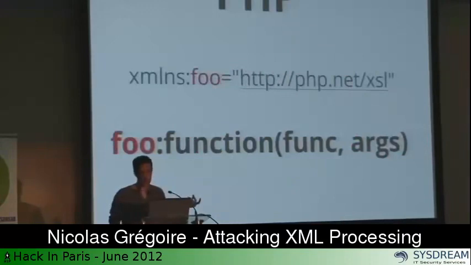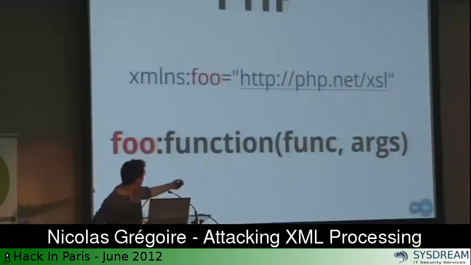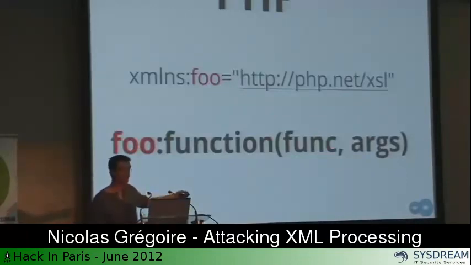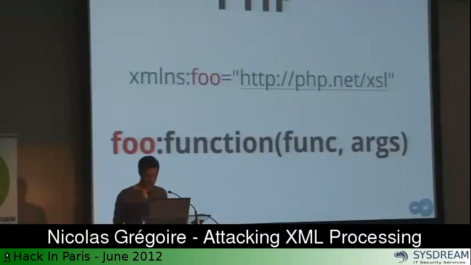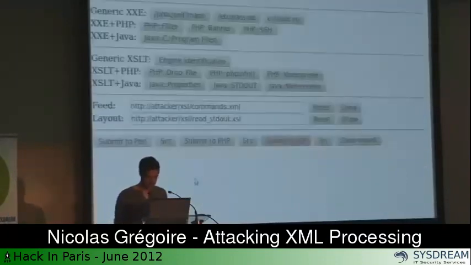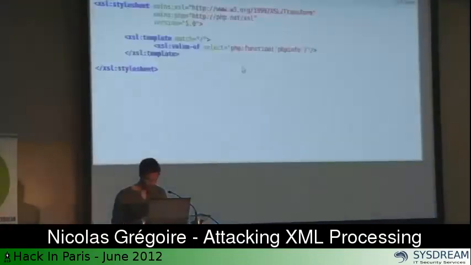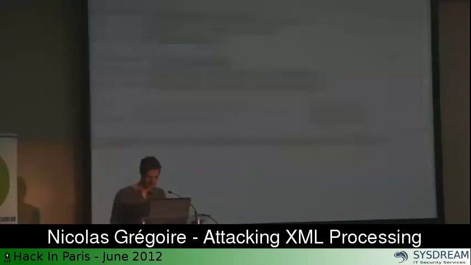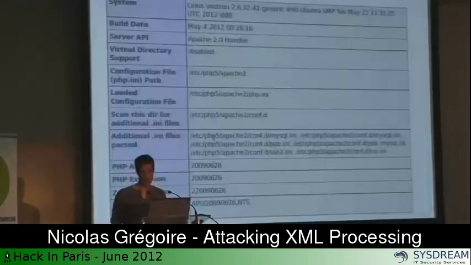So in PHP it's really dumb. You use this namespace, which is mapped to php, and you call php:function, the name of your function and the arguments. So phpinfo is trivial. Okay, so that's the code to execute some phpinfo from XSLT, and of course, it works.